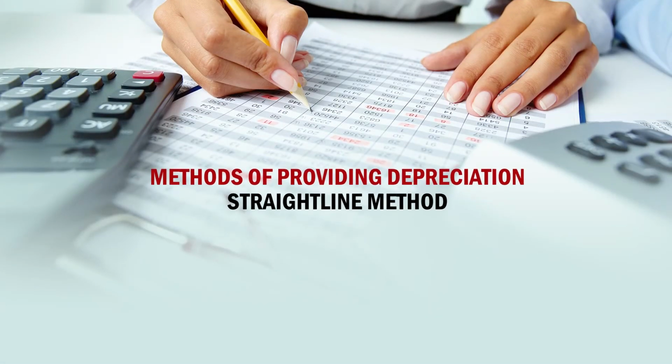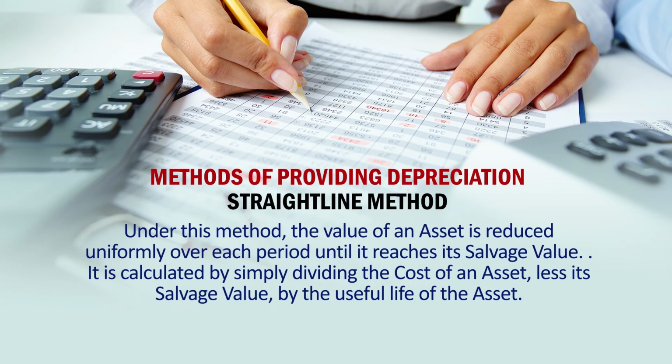So, the straight line method. Well friends, under this method we have seen that the amount of depreciation remains the same over its expected useful life. So, we can easily calculate the amount of depreciation. It is calculated by dividing the cost of an asset less its salvage value by the expected useful life of the asset.